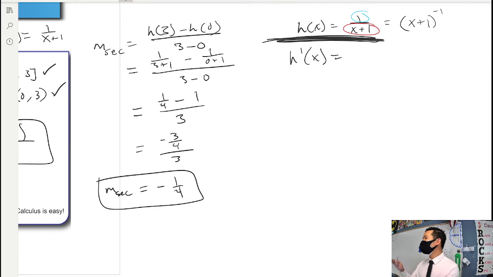X plus 1. So you can do low d high minus high d low over low low. You can do the chain rule as well. But I honestly suggest, I know all of last chapter I told you, don't simplify, don't simplify. You don't have to simplify here either.